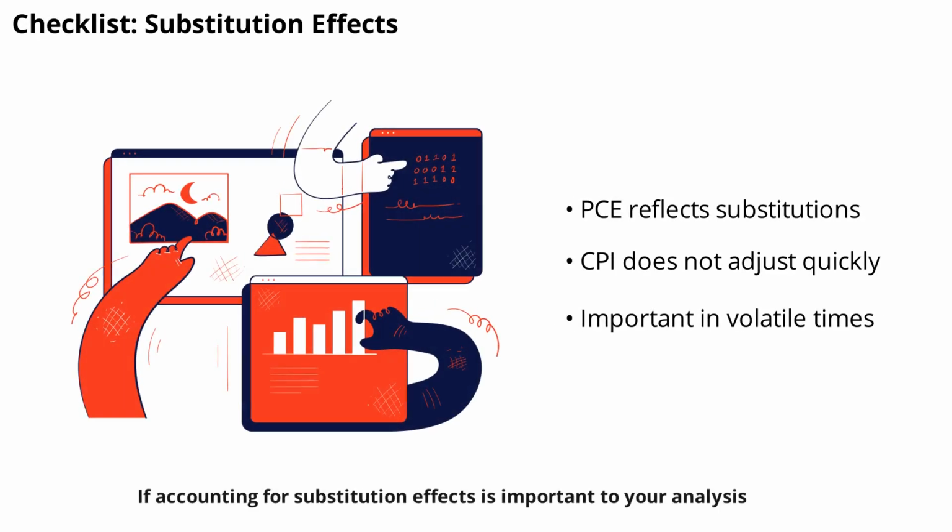If accounting for substitution effects is important to your analysis, PCE is the better choice. Its methodology allows it to reflect changes in consumer behavior as prices shift, while CPI's fixed basket does not. This can make a significant difference in periods of rapid price changes or when consumers are actively seeking alternatives.